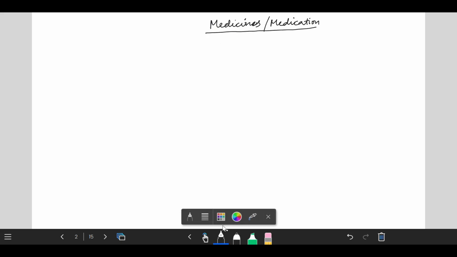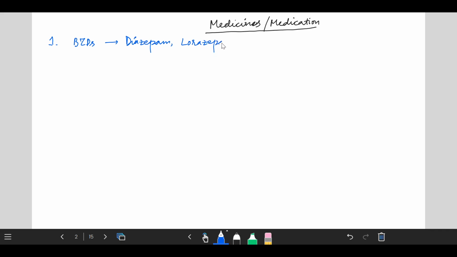So, the medicines and medication. The first medicine is used to reduce the anxiety effect as an anti-anxiety drug. Benzodiazepines are used, like diazepam, lorazepam, or midazolam, etc. Why are they preferred over other drugs? Because they decrease the anxiety tendency with a wide margin of safety.